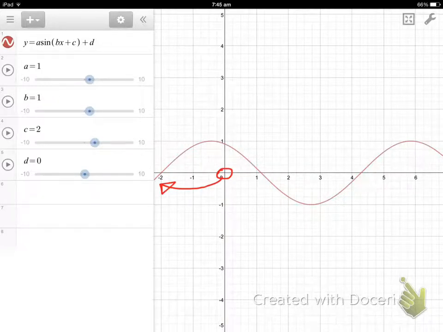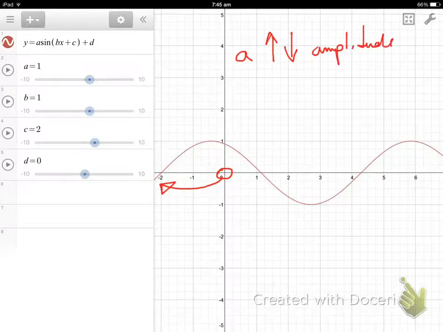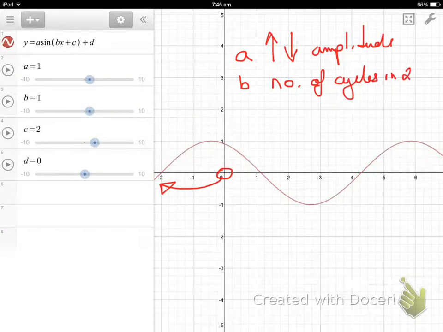So far what we've done: a, oops, get rid of that, don't want that. A doesn't move it up or down. It's the amplitude. B makes it the number of cycles in 2 pi. C moves it left to right.